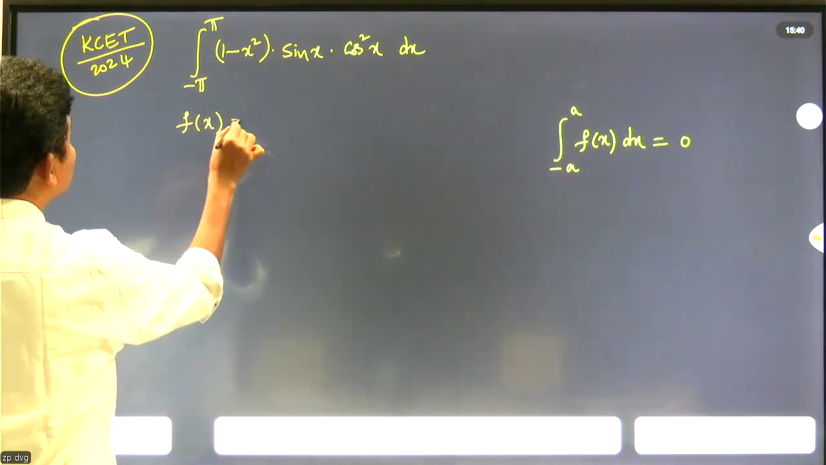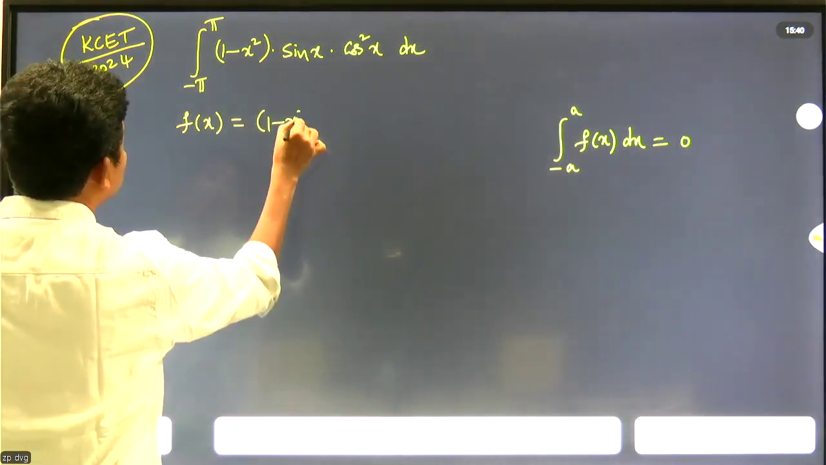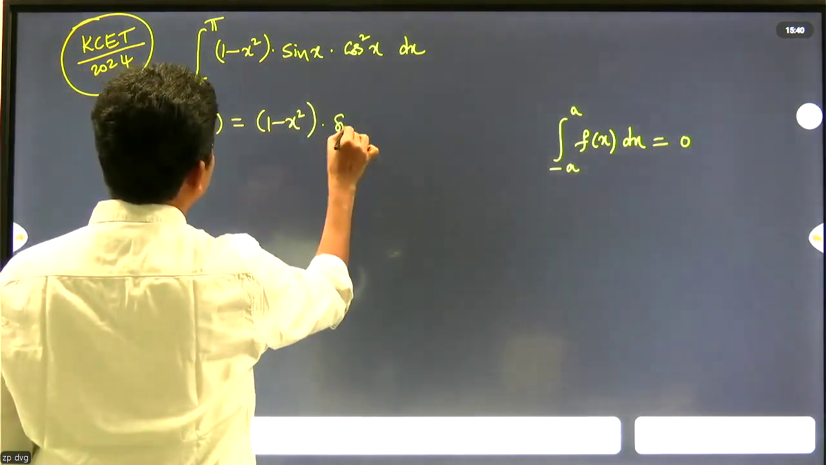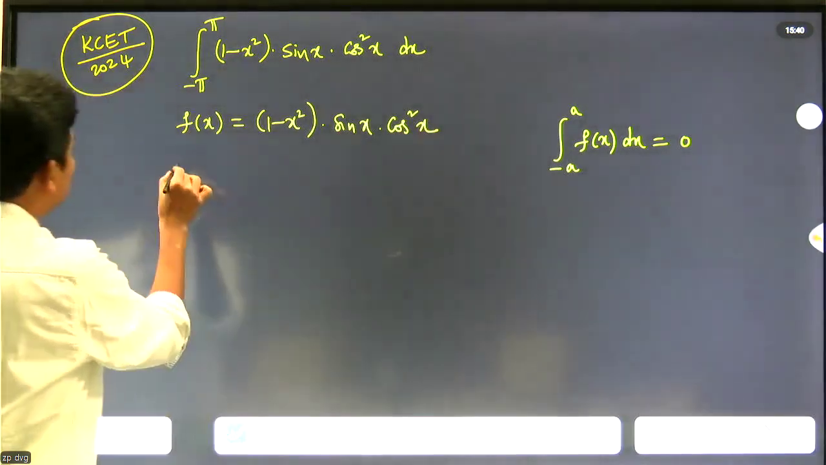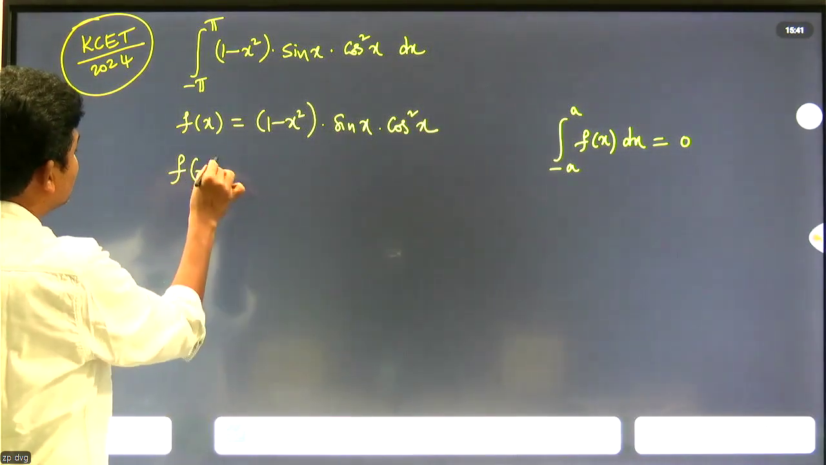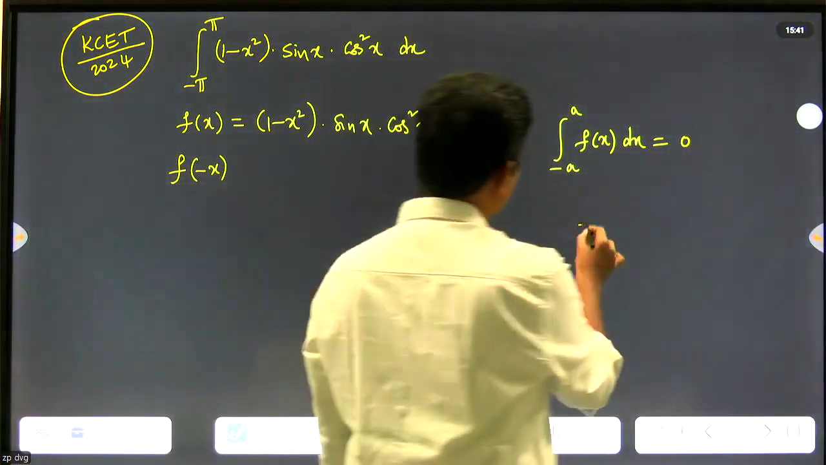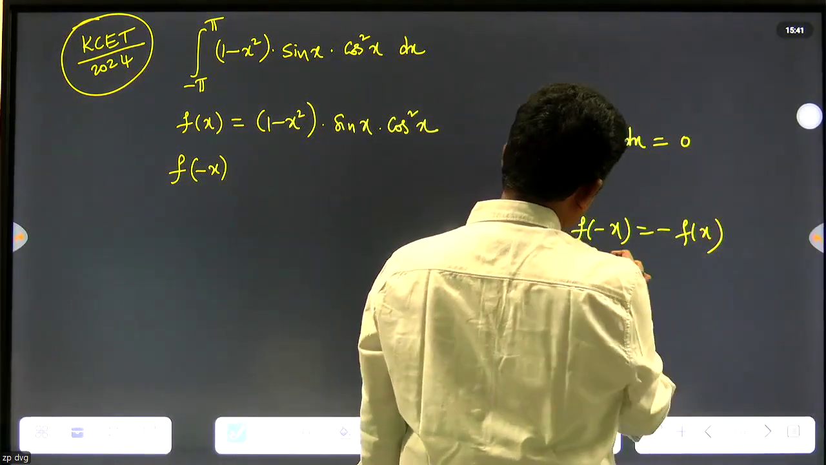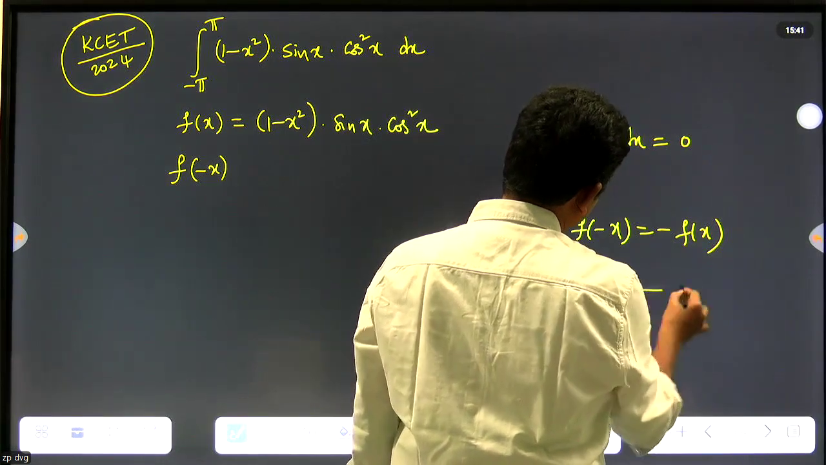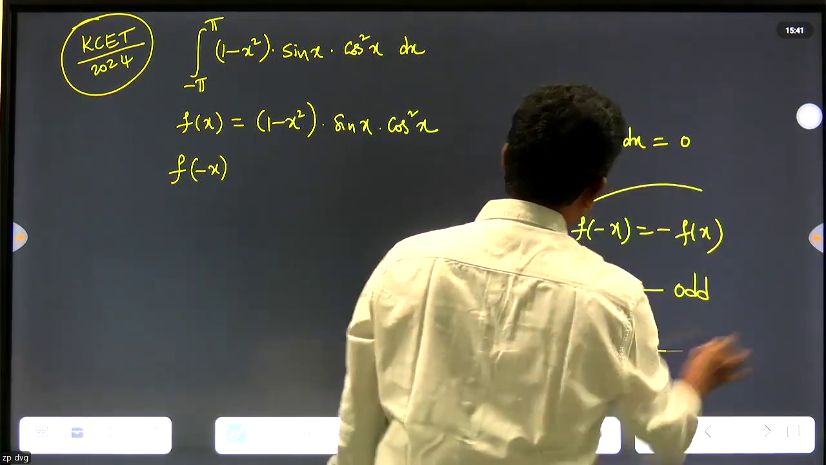What I'll do here, f of x. What is f of x? 1 minus x square into sin x into cos square x. This is f of x. I'll calculate whether this is an even function or odd function. How to calculate that? You calculate f of minus x. If you get it as minus f of x, then we say the function f of x is an odd function, right?